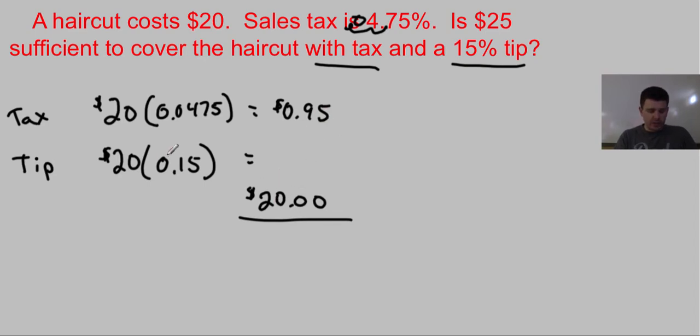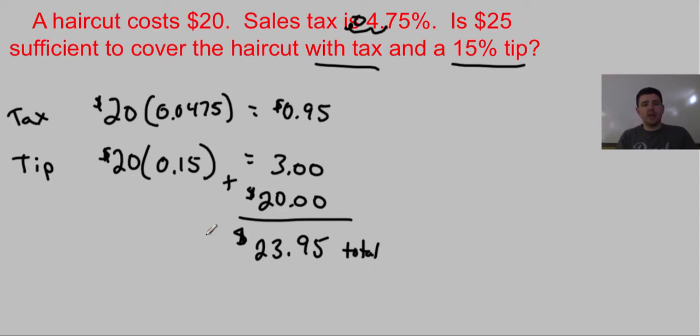Then we have our tip, $20 times 0.15. That gives me an even $3. Add that all back onto our total, and we will get $23.95 for our total. So just your percent times your price, and then each of those gets added on. So there may be problems where you're doing multiple steps and they all get combined together.